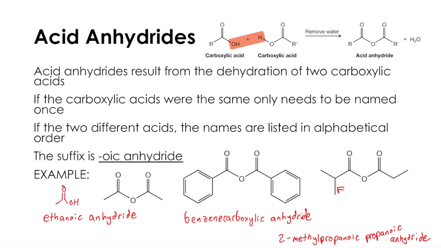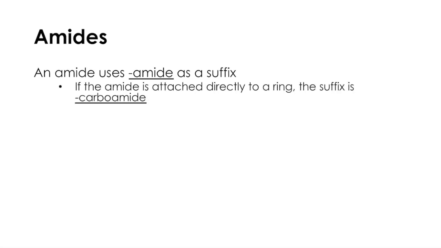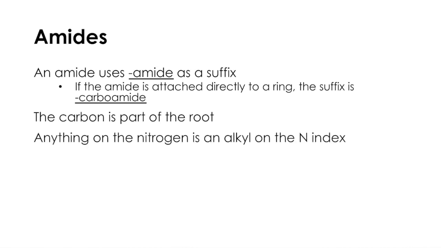So next, let's talk about amides. Amides have amide as the suffix. When they're attached directly to a ring, the suffix is carboamide, sort of the same pattern we've seen before. The carbon, again, is part of the root, meaning that the C double bond O will be the first carbon in the chain, always. And then anything on the nitrogen of the amide will be a substituent. And if amide itself is a substituent, the prefix is carbomoyl.